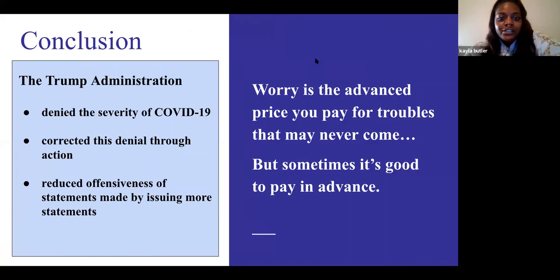Okay, so the U.S. should have been more prepared, but because the Trump administration denied the severity of COVID-19 for so long, it prolonged testing being sent out, and it prolonged the U.S. staying in a panic for longer.